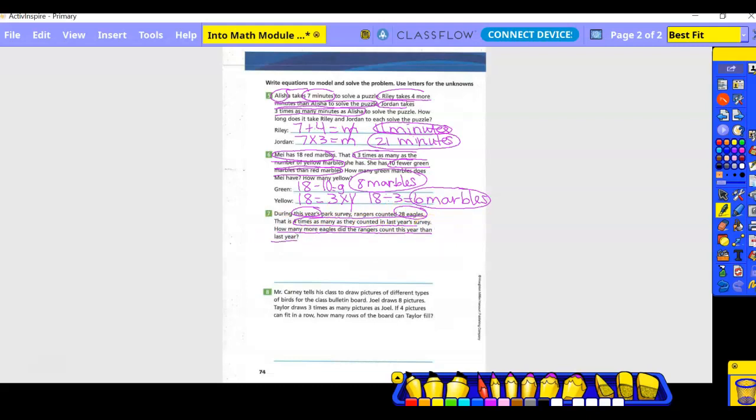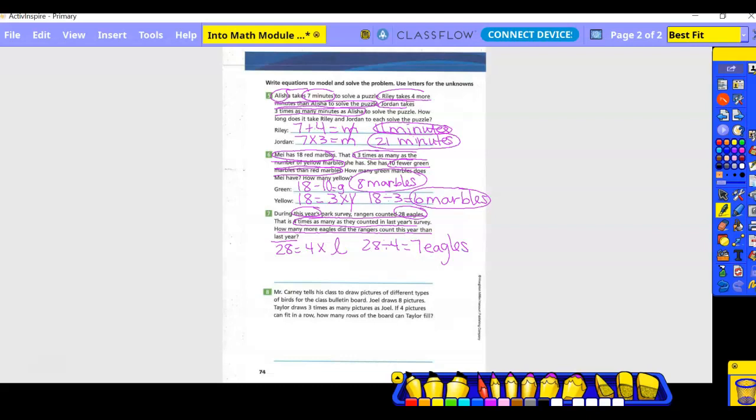So first of all, I need to figure out how many was last year, right? So I have the total and a part. So I'm going to take what? Well, 28 equals 4 times L. We'll put L for last year. Okay. So now what am I going to do? 28 divided by 4 equals what? 7. So 7 eagles. So last year they only had 7 eagles, right?